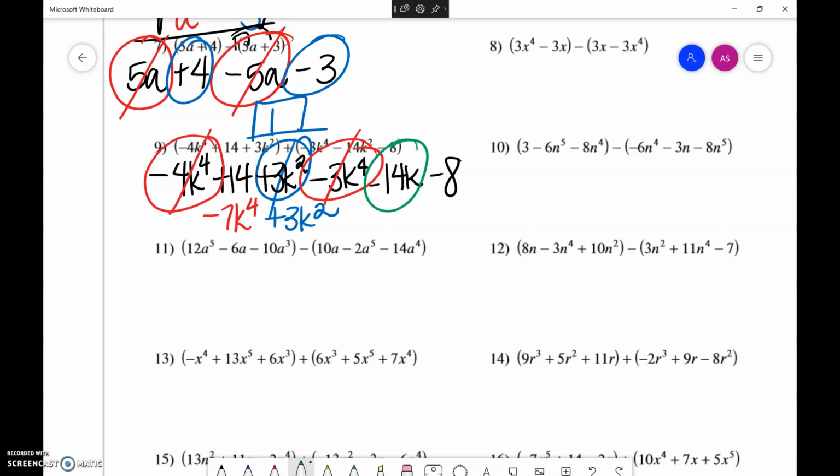I have negative 14k. That's alone, so I'm going to just bring that down. And then I have 14 minus 8, which would be negative 6. So that's my answer.